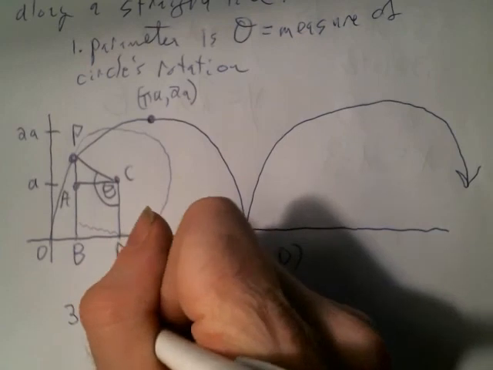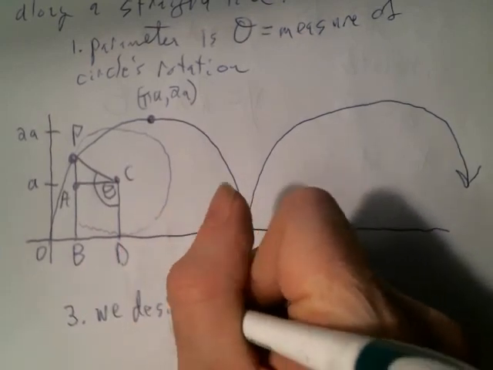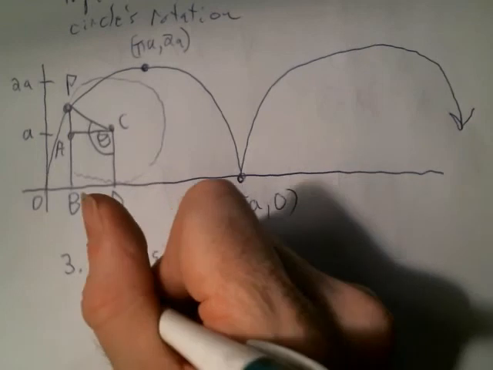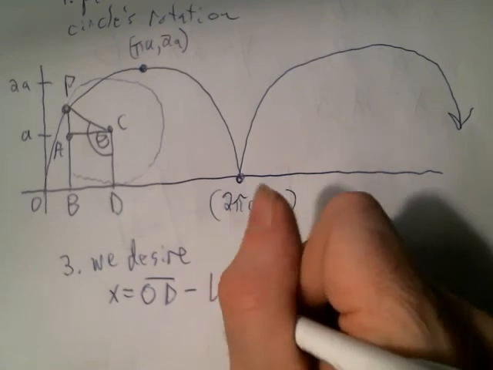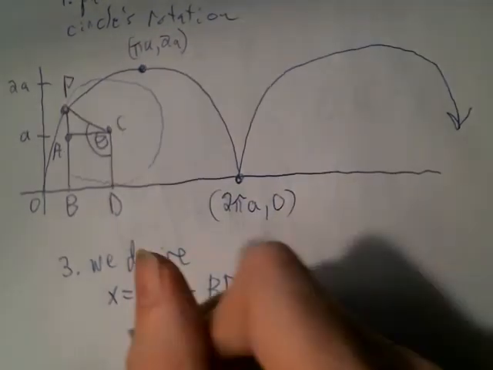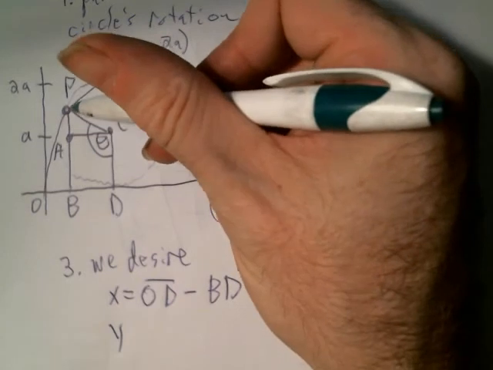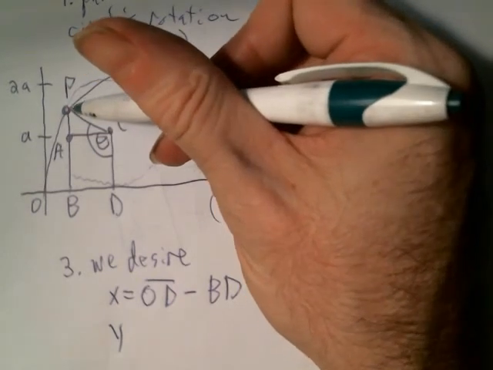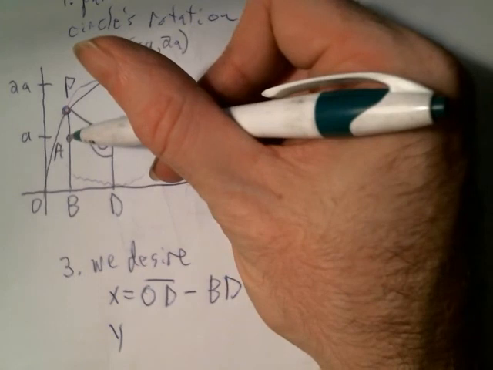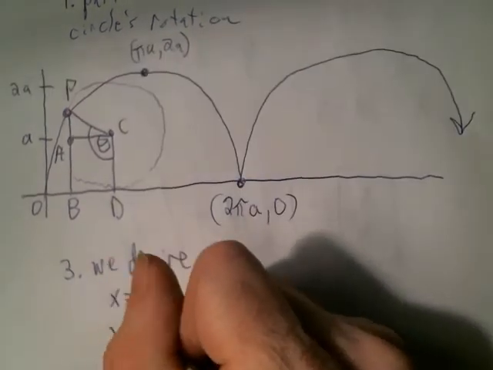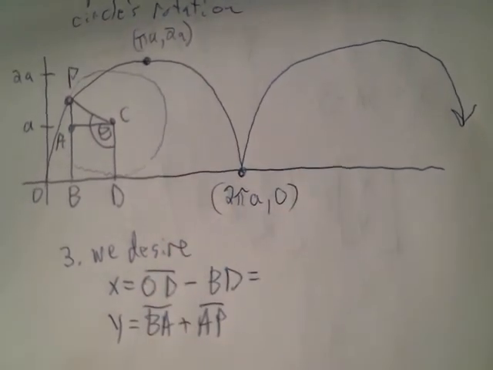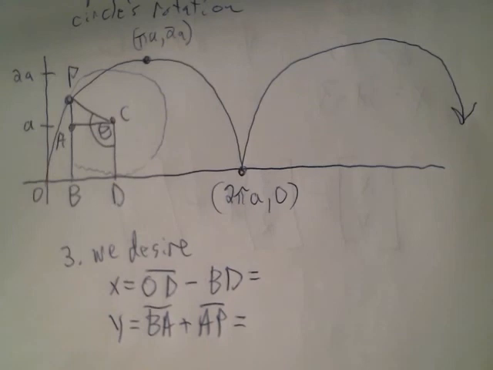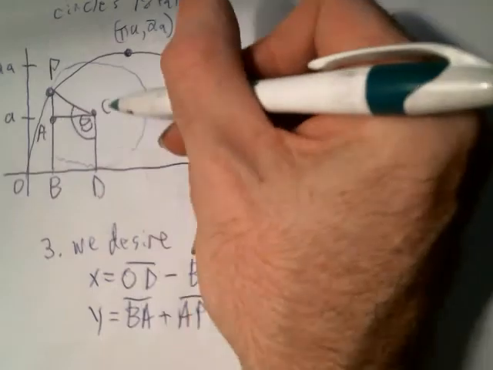So first off, what do we want? We desire this x coordinate will be the difference between OD and BD. Okay? And then for the y coordinate, that's this height, which is BP, and we'll be able to figure that out by adding BA and then AP. So this will be BA plus AP. Okay, so we need to figure out all of that, and we can use geometry to do that. And we'll zoom in on this picture here.